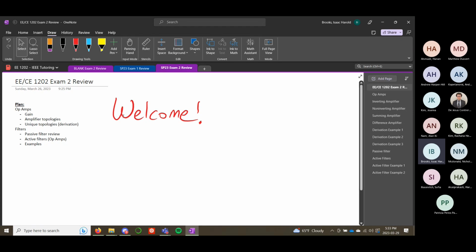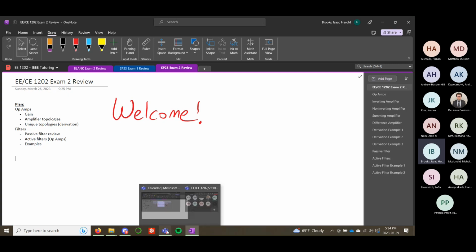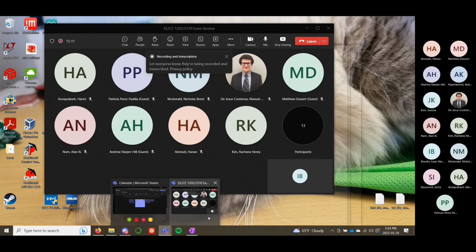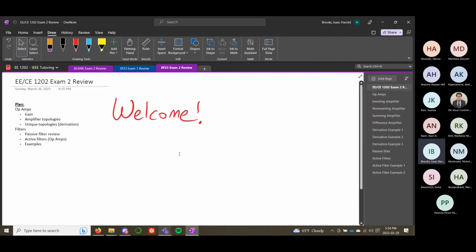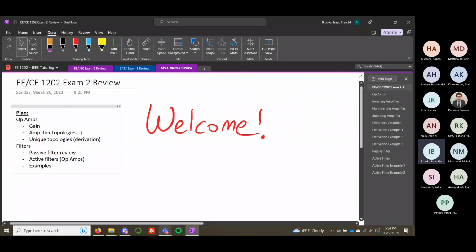This exam is mostly about op amps, so we're going to be talking about op amps. If at any point you have any questions, just raise your hand on Teams or here. I don't know if I'll get notified if you do it on Teams, but you can say something in the chat or turn on your microphone and we'll address anything.